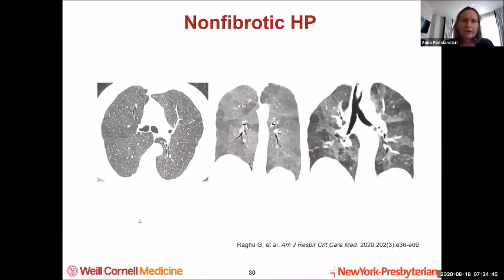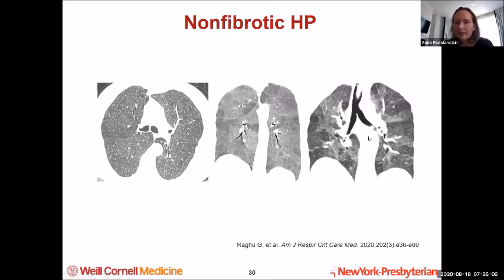So here are examples. This is a nice example of non-fibrotic HP on a CAT scan. You see again these diffuse centrilobular nodules, as well as mosaic attenuation. Mosaic attenuation means that you have some ground glass next to preserved lung. And this is on an expiratory scan, you see air trapping. So again, you have these pronounced ground glass opacities next to preserved or hyperinflated lung. And this is a very common feature that's seen in small airways disease.